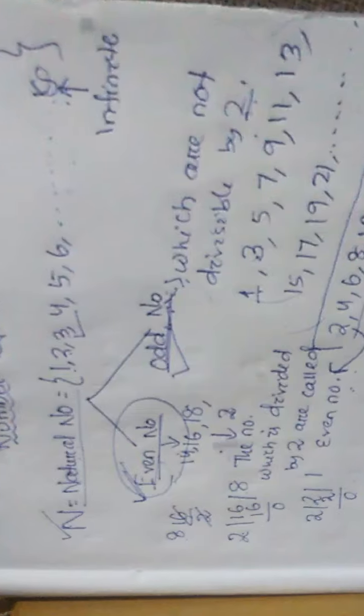Clear? So now coming to the second type of set, that is known as whole number. The first set is natural number and the second set is whole number. The set of whole numbers is denoted by the set W, or you can write it as N star. N star means it has some contribution of N. Similarly, as the natural number starts from 1, 2, 3, 4 up to infinite, the whole number starts from 0.